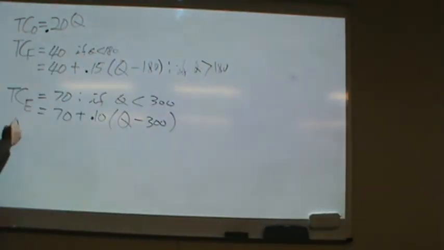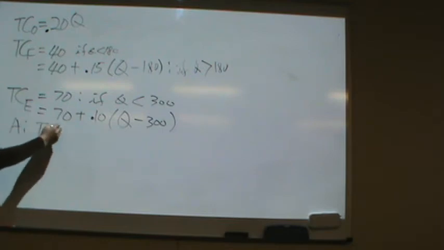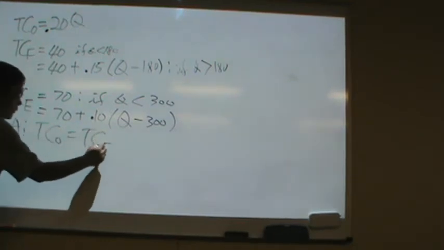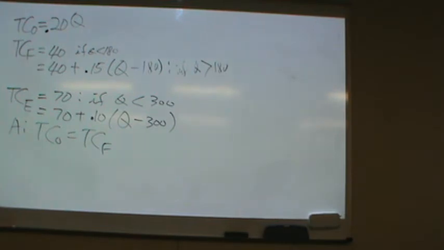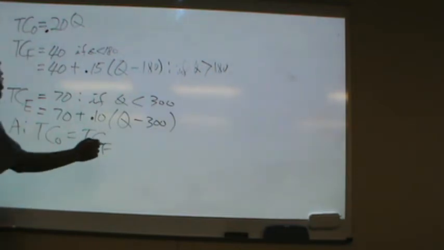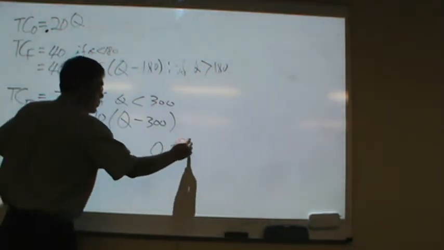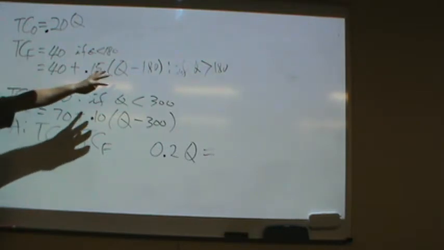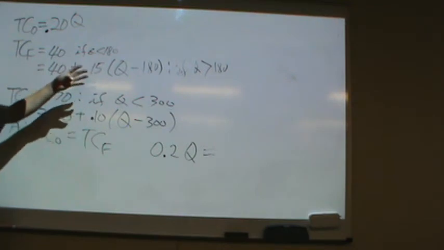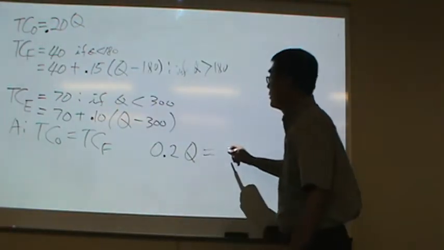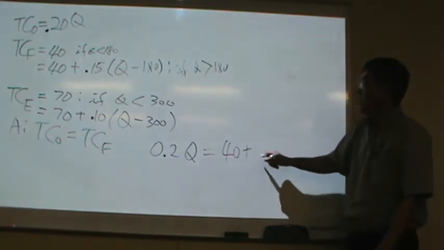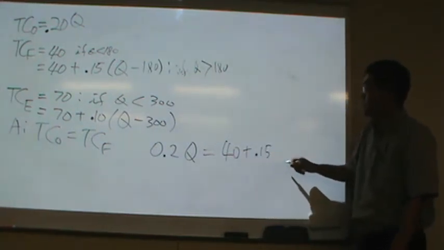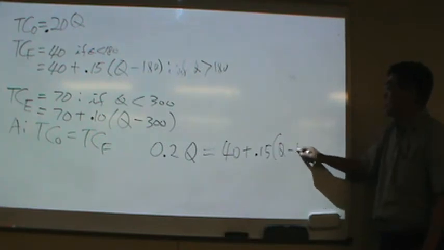On point A, TCO equals TCF. Substitute. TCO is 0.2 Q equals. Second option, we just assume more than 180, so use this one: 40 plus 0.15 Q minus 180.